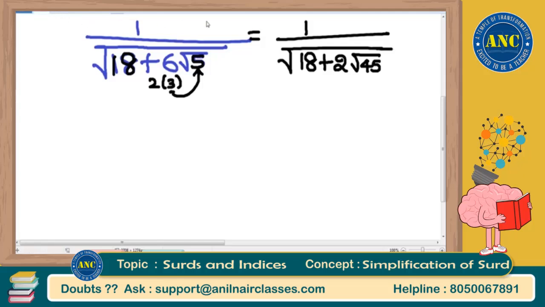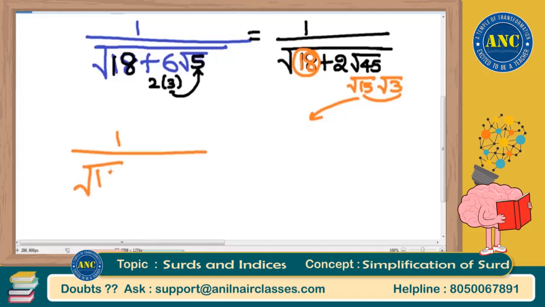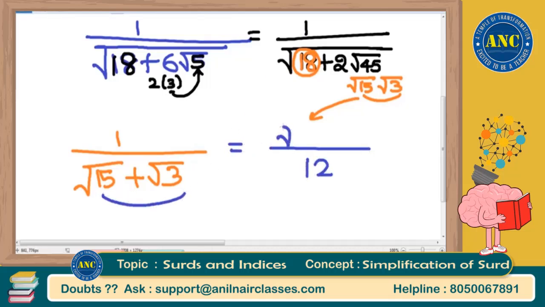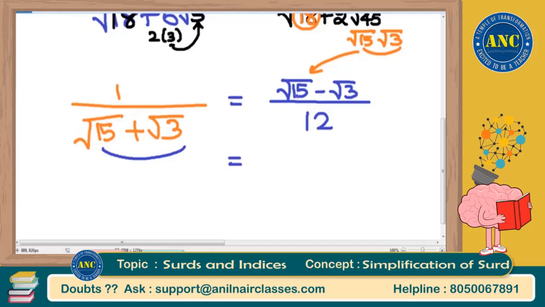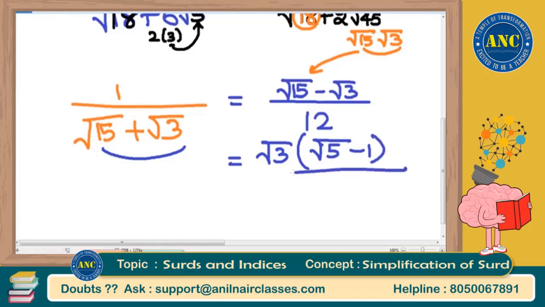45, now write it in multiple ways, so that the two terms, if I add, I should get 18. 45 is root 15 into root 3, because 15 plus 3 is nothing but 18. My direct answer for this will be in the denominator, root 15 plus root 3, right? If I rationalize right now very fast, 15 minus 3 is 12. 12 will be the denominator. Numerator is root 15 minus root 3. Or I can further simplify. Root 3 common factor if I take, it is root 5 minus 1 divided by 12.